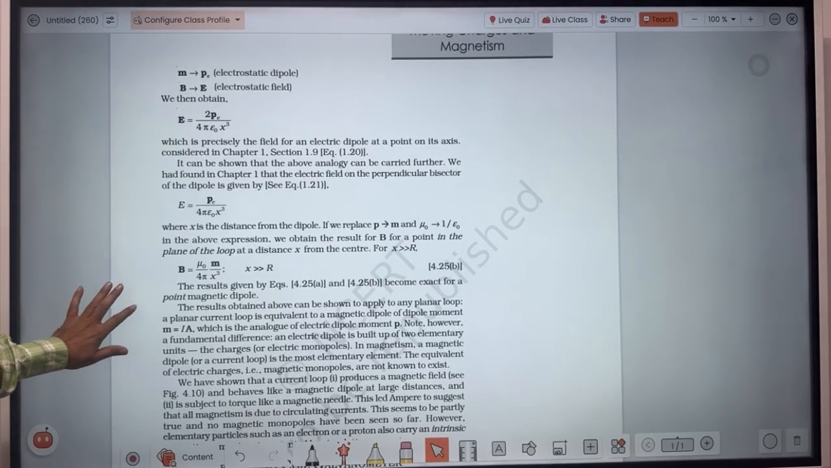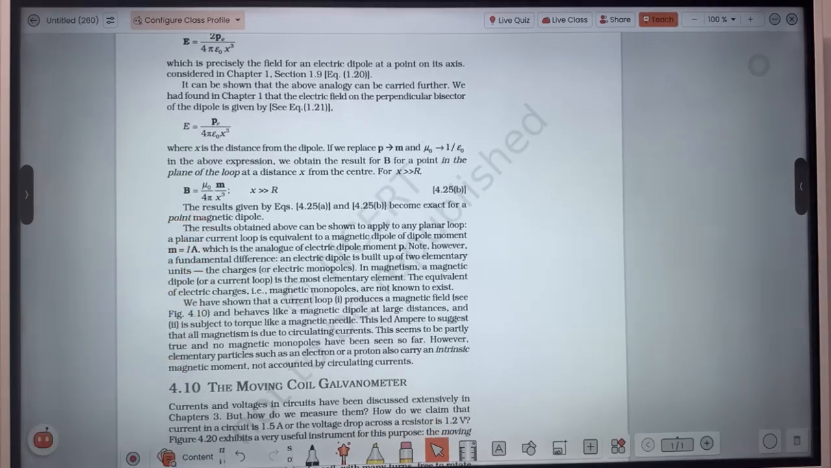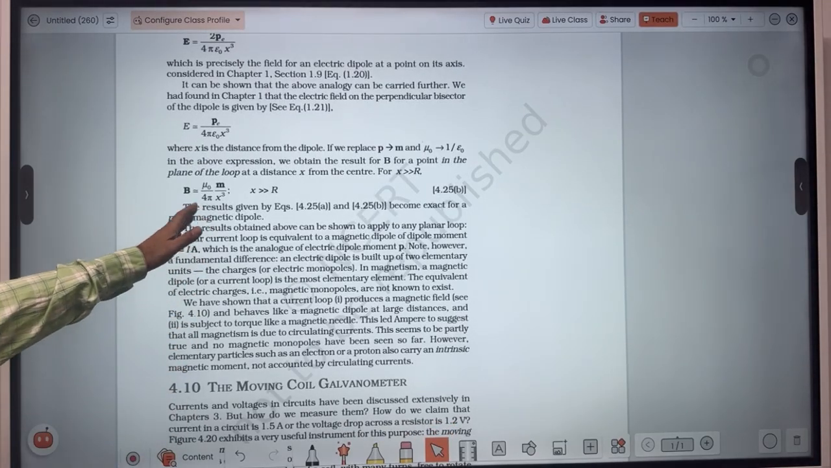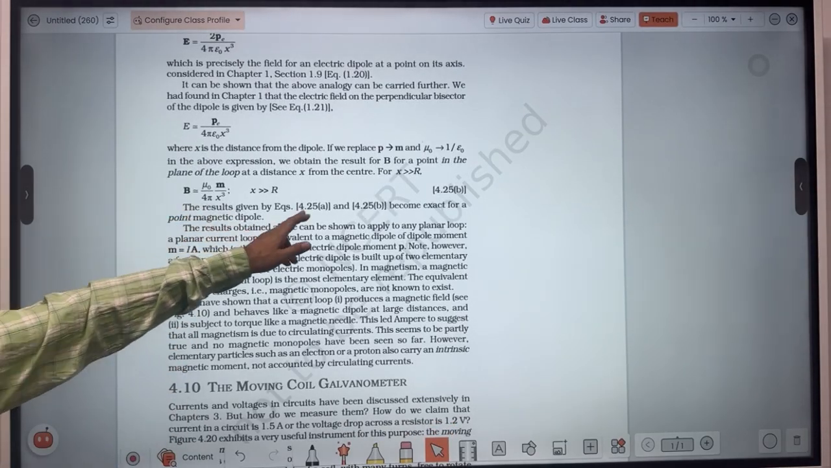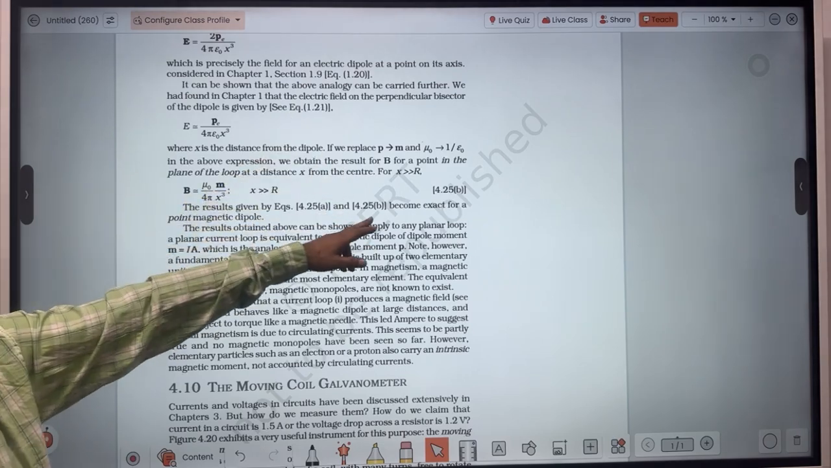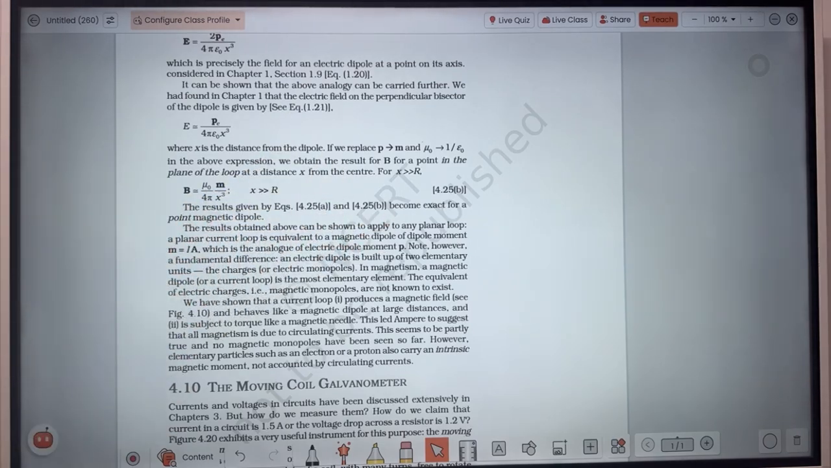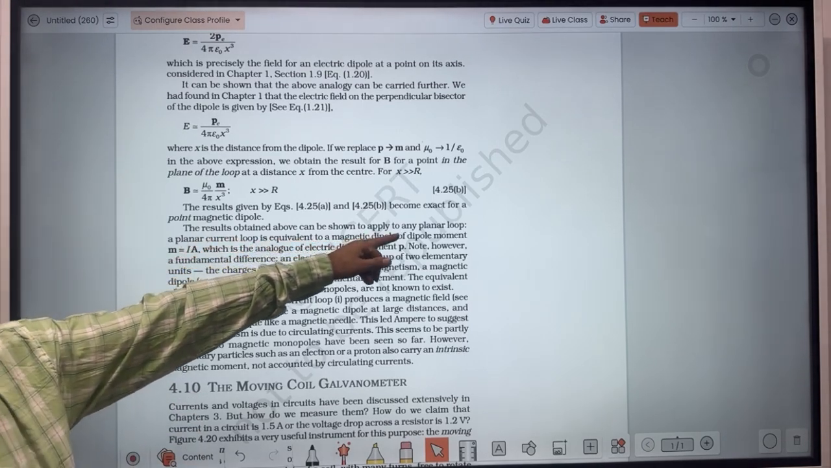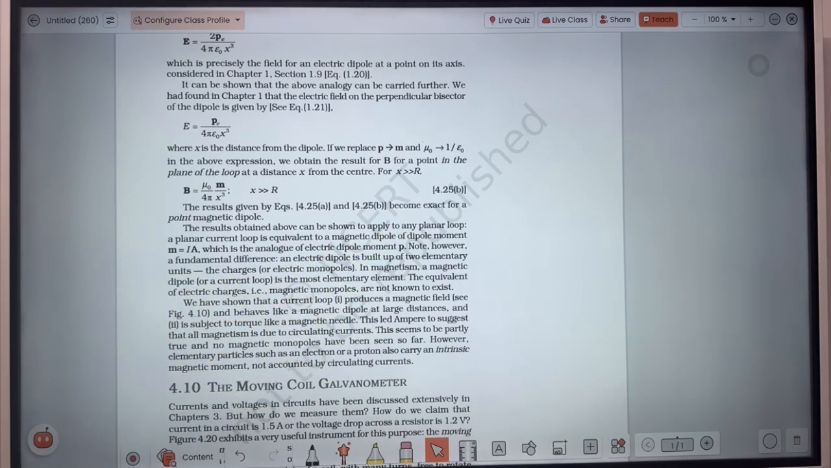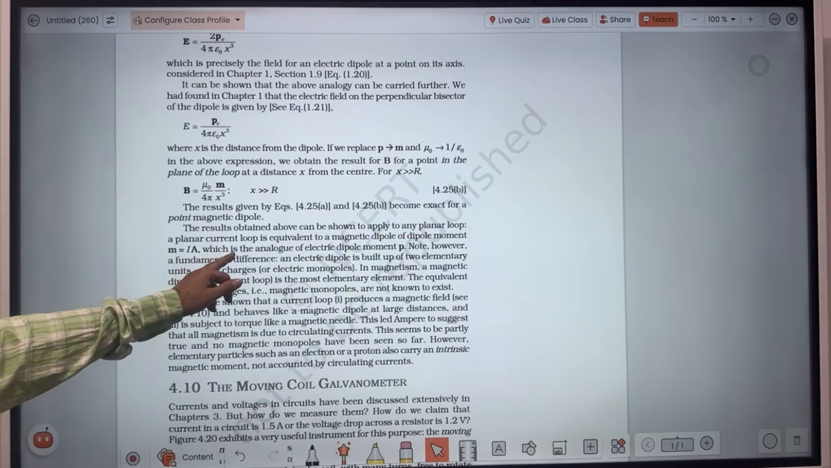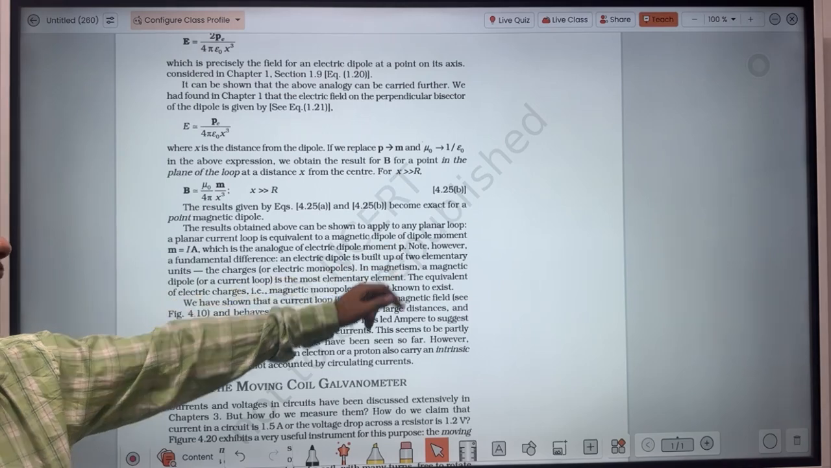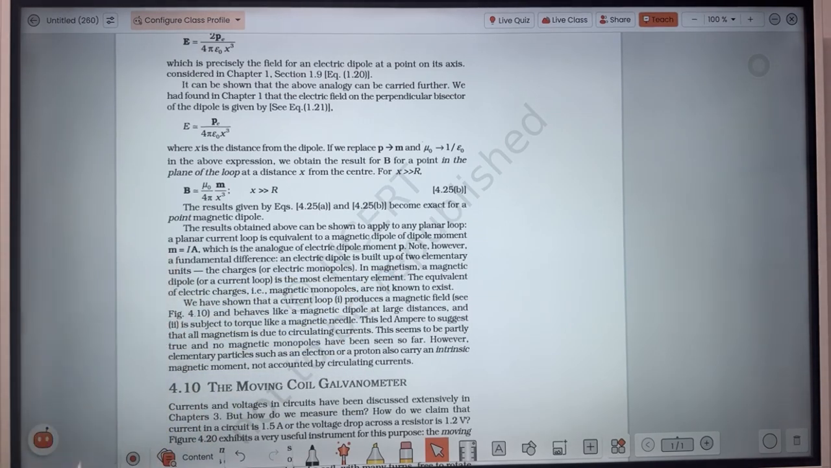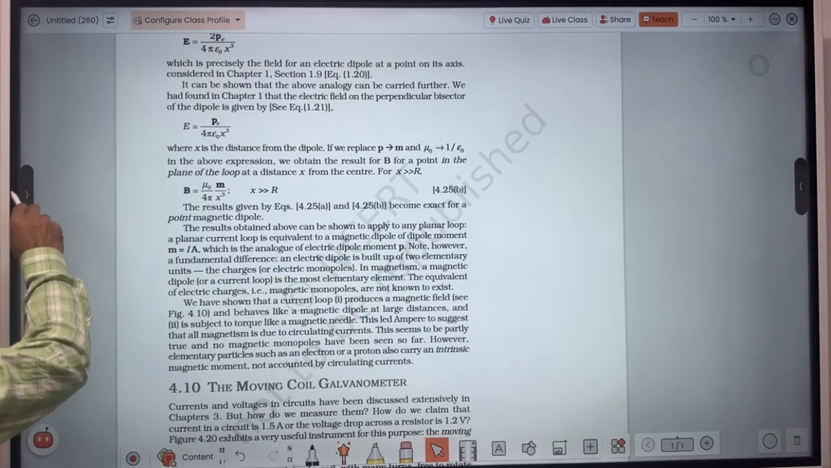Now, these two equations become exact for a point magnetic dipole, meaning a magnetic dipole of small size. The results obtained above can be shown to apply to any planar loop, right? A planar current loop is equivalent to a magnetic dipole of dipole moment M equal to IA. This is important.